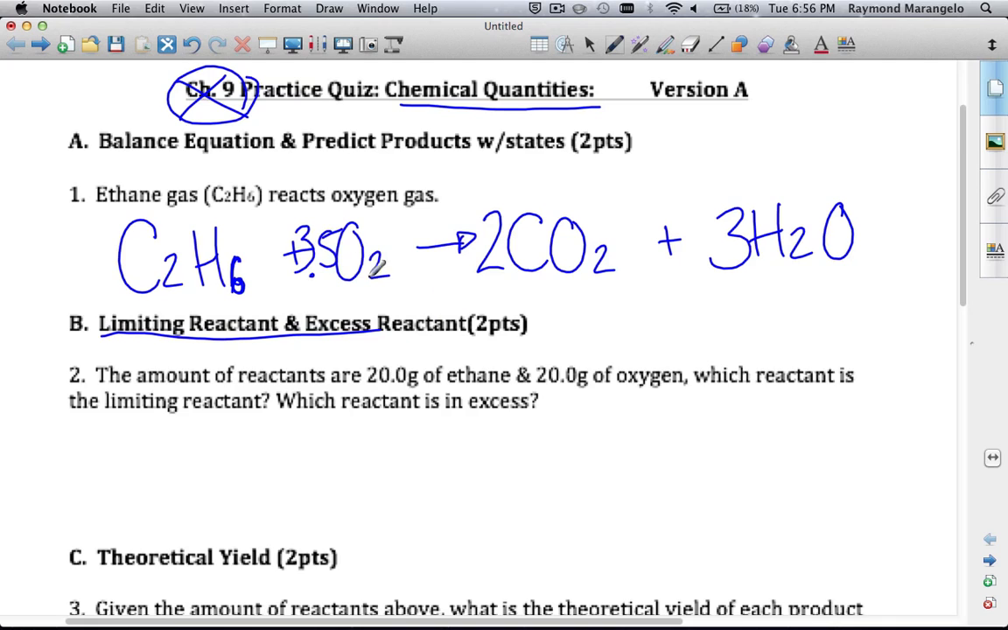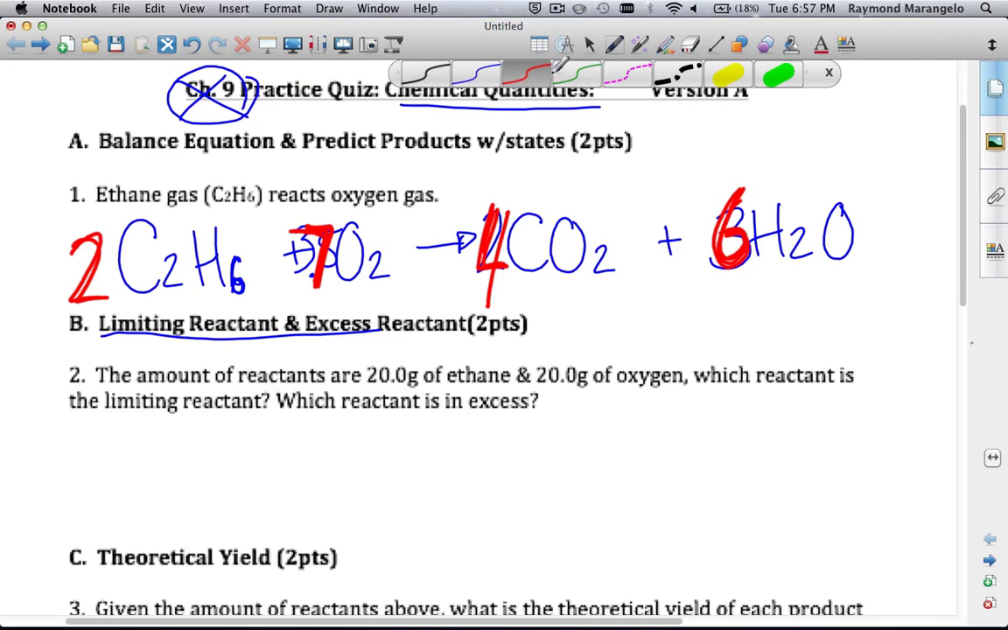Alright, now you know that you can't have a decimal for the oxygen, so you know you have to double everything. So you're going to say this is a 2, this is a 7, this is a 4, and this is a 6. Alright, and then when you have those numbers there, you'll be able to say, okay, look, I have 4 carbons here, 4 carbons there, 12 hydrogens, 14 oxygens, 8 plus 6 is 14 oxygens, and we're all set. There's a plus sign right there. We'll just erase this little guy right here. Alright, make everything look good. Alright, that's how we balance it.